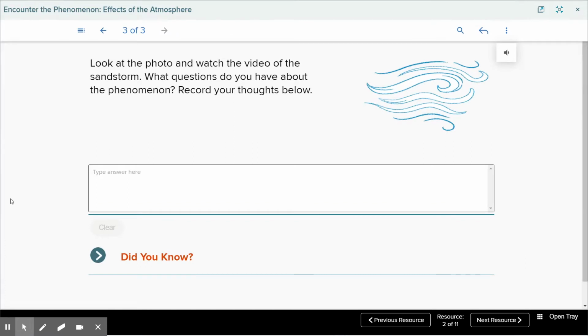You studied the photo and you watched the video of the sandstorm. What questions do you have about this phenomenon? Record your thoughts below. Go ahead and pause the video and do so. I want you to think about how might sandstorms like the one pictured affect plants in an area.